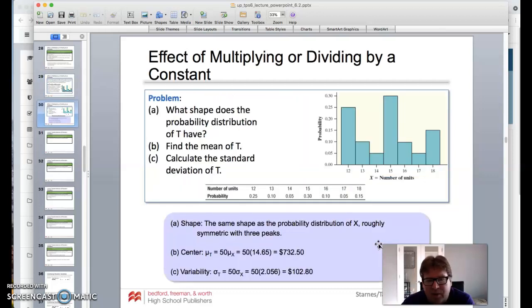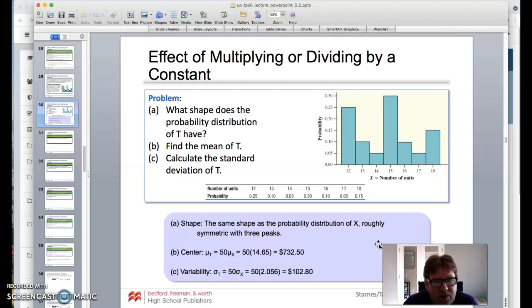What shape does the probability distribution of T have? Basically, we're going to multiply all of those by 50. So the shape would be the same. It's roughly symmetric with 3 peaks. The center, of course, was at 14.65. If we multiply by 50, that makes it a dollar amount of $732.50. The variability was 2.056. We also multiply that by 50, so the standard deviation of the tuition cost would be $102.80 away from that mean that we had.